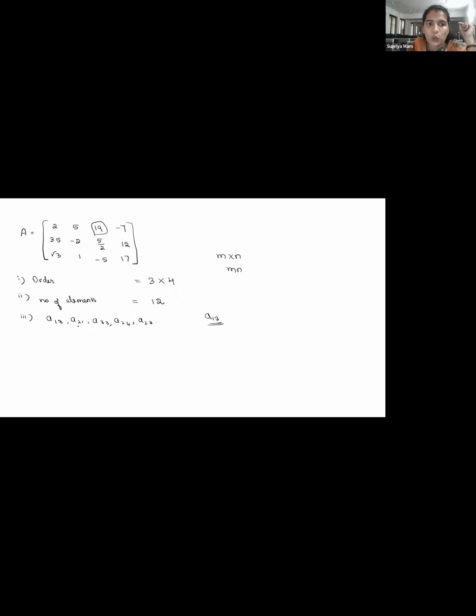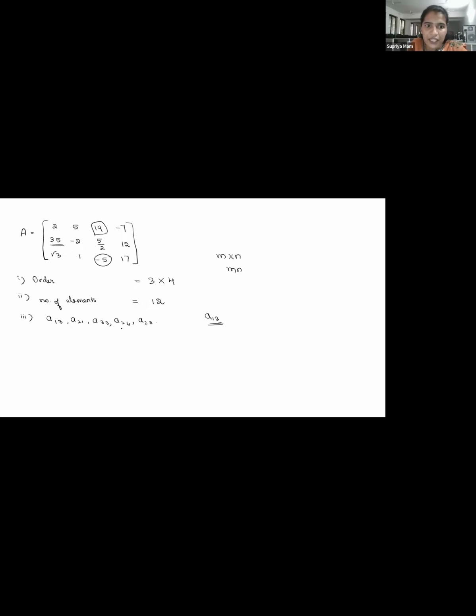What is A21? According to the definition, A21 is nothing but second row, first column entry. Second row, first column in the particular example is 35. Yes. Next, A33. See here, the first suffix indicates the number of the row in which the particular entry lies, and the second suffix indicates the column in which the particular entry lies. So if I consider A33, it is nothing but third row, third column entry, which is -5.